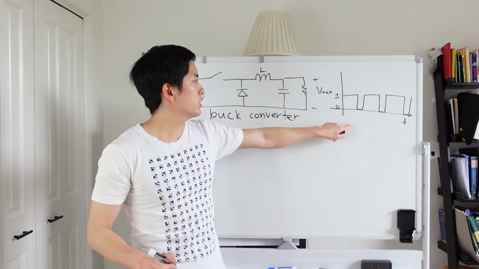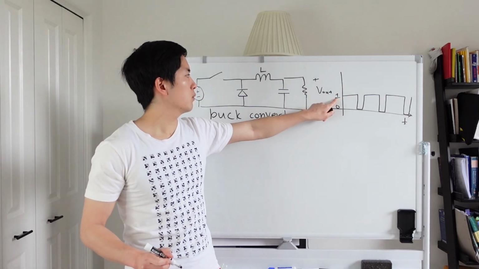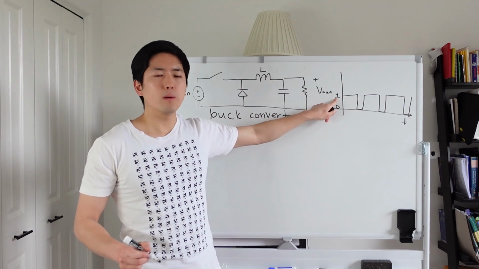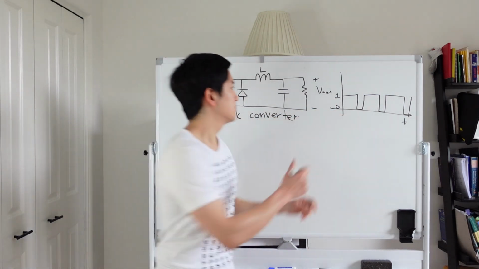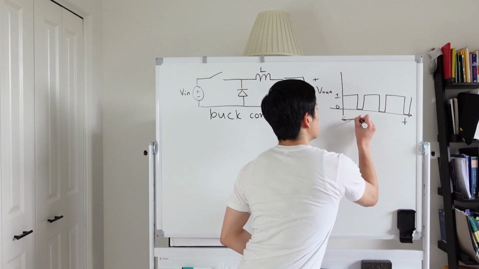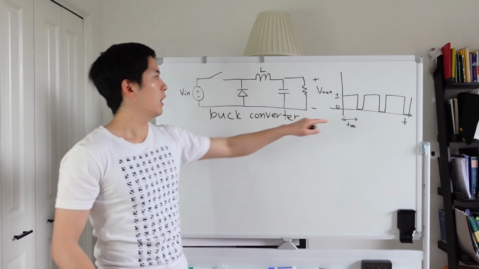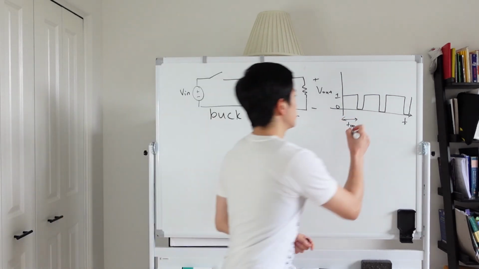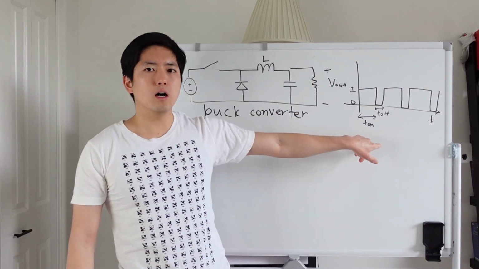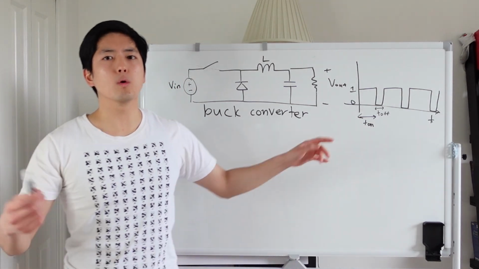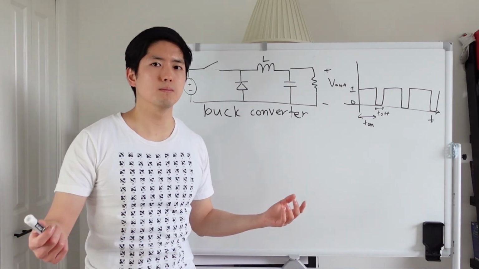Now the time at which the switch is closed, where the signal is at 1, I will denote that time period T on. And the time during which the switch is off, I'm going to denote as T off. Now T on plus T off will add up to the total period of your switching cycle.